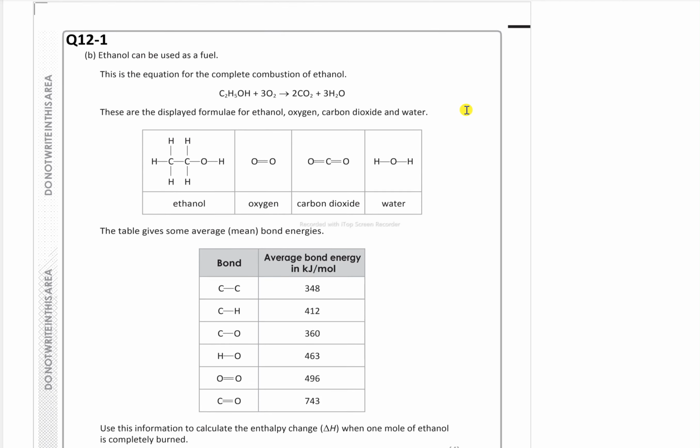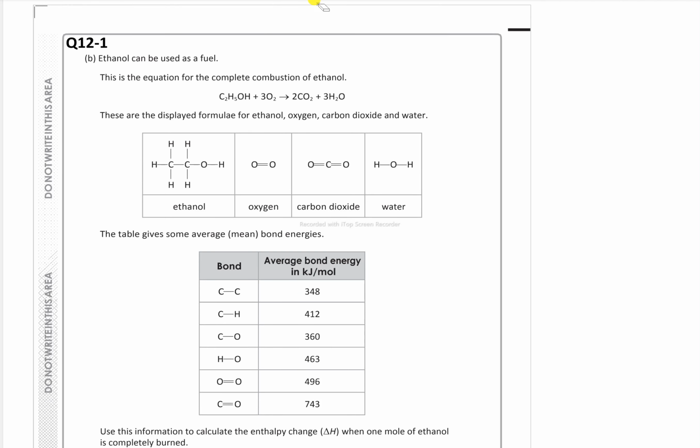So what they've done is they've broken it up for us. But you've got to be careful. You've got 3 oxygen-oxygen bonds. So you've got 3 of these. And you've got 2 lots of these. And you've got 3 lots of these. So this is going to require a bit of care, so let's look at this slowly.